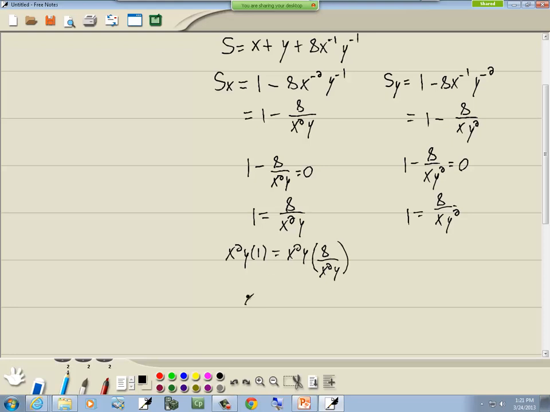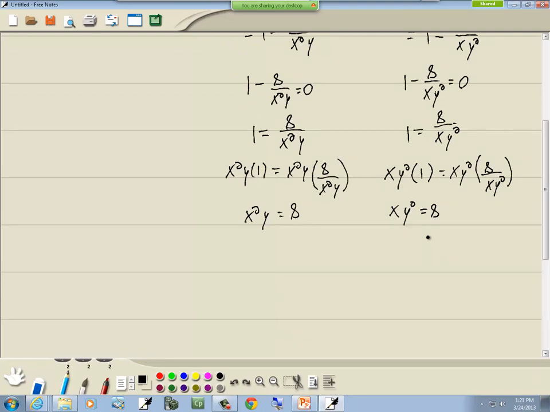So that gives us x squared y is equal to 8. And on this one we'll do the same thing, except multiply both sides by x y squared to get rid of the fraction. And that gives us x y squared is equal to 8. Now we want to solve one of these. I'll solve the one on the left for y. So y is equal to 8 over x squared.